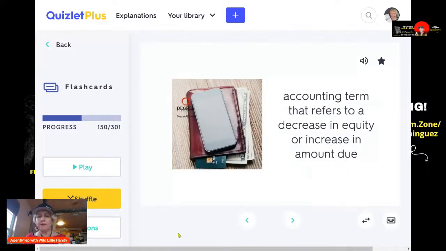Number 150. The accounting term that refers to a decrease in equity or increase in amount due. So what is equity? There's another term, right? Or increase in amount due. So what is that accounting term?